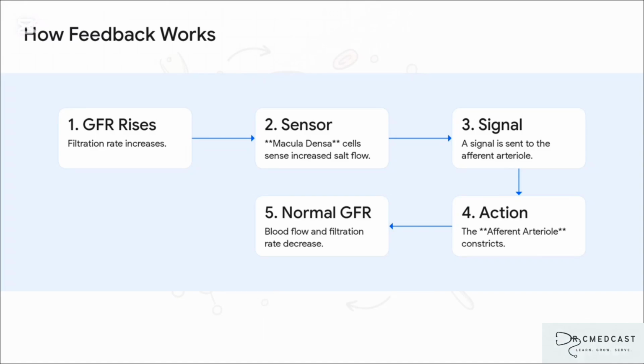So here's how that feedback loop actually works. Let's say your blood pressure spikes for a minute, and your filtration rate, your GFR, goes up. That means more fluid and more salt is going to rush past those macula densa cells. Well, they detect that increase, and they immediately send out a chemical signal straight to the afferent arteriole, the in-pipe, telling it to tighten up. That constriction reduces blood flow into the filter, and just like that, the filtration rate is back to normal. It's a constant, instantaneous self-correction.